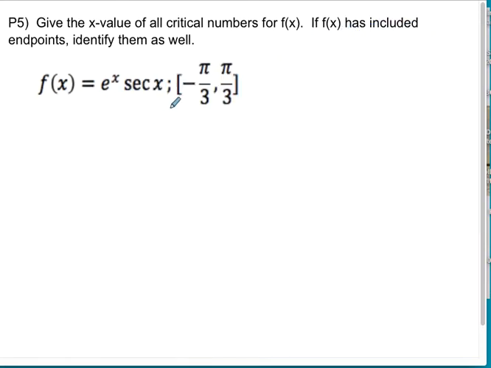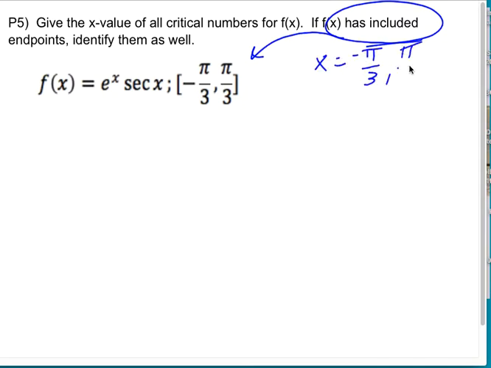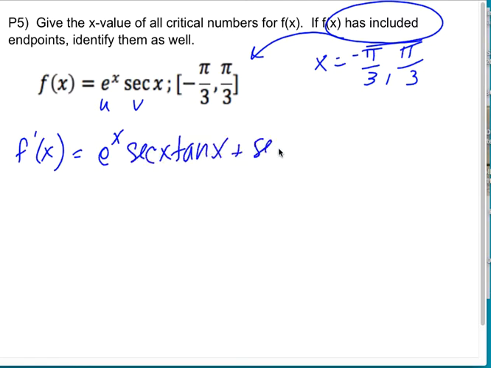A word of caution, a secant does have a denominator. So suddenly there is going to be an issue. So included endpoints, I do have them. I have negative pi over 3 and pi over 3. Right? When I go to find f prime, I need a product rule. So f prime of x is going to be u dv, which is secant tangent, plus v, which is secant, du, which is just going to be e to the x. So I'm going to yank out a secant x and an e to the x.